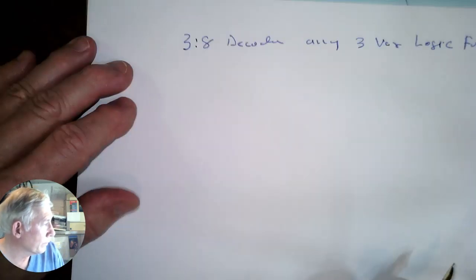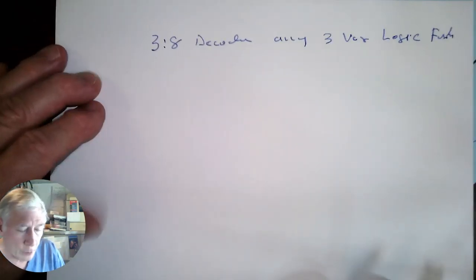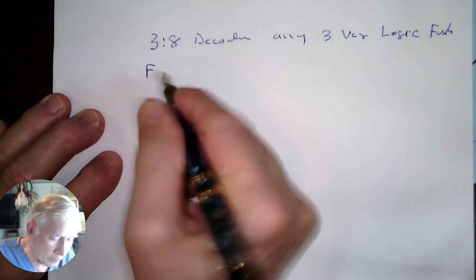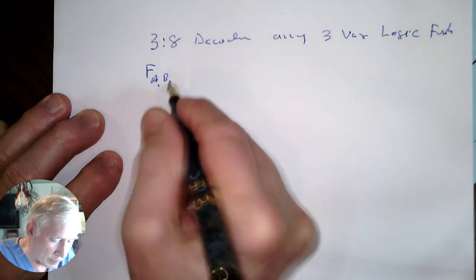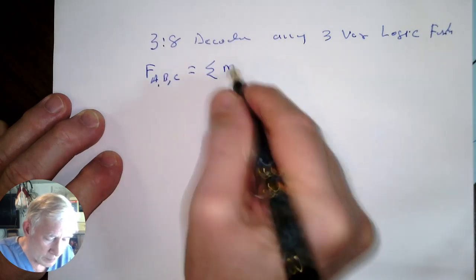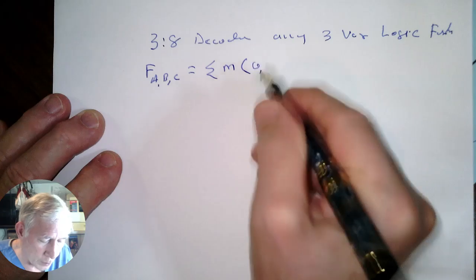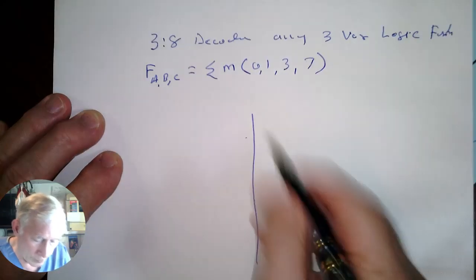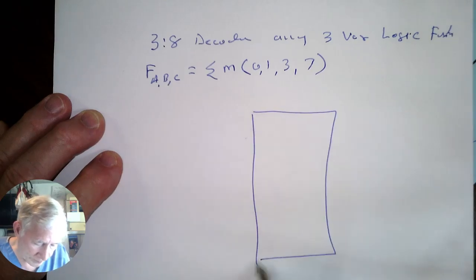Okay, so how do we do that? Well, I'll show you. Let's say we have a function f(a, b, c) equals the sum of the minterms, and in this case let's do 0, 1, 3, 7. Okay, so here's our decoder.